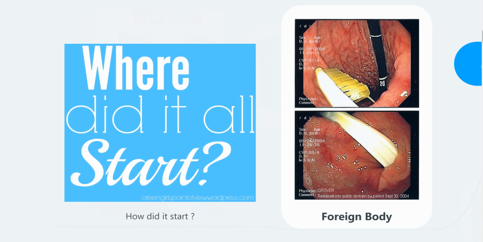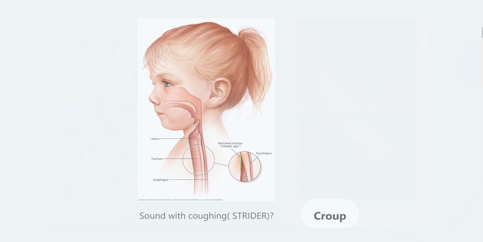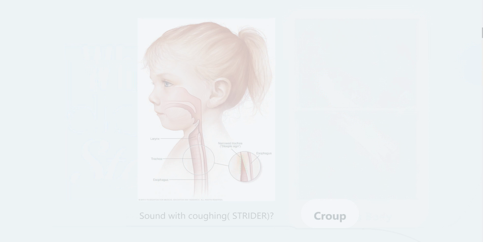For foreign body, how did it start? Did it start suddenly? That's a foreign body, so we've got to do bronchoscopy right now. For croup, you ask, is there any sound with coughing? What do we call it? Stridor. So if there is, you better prepare your epinephrine and dexamethasone.